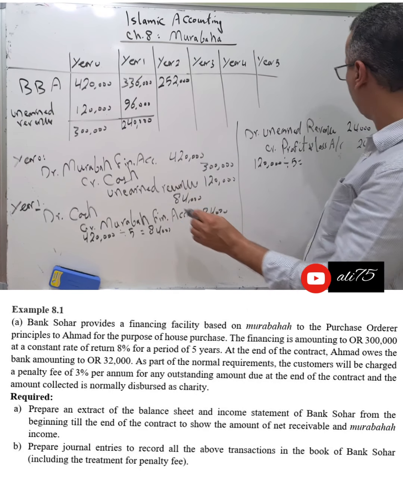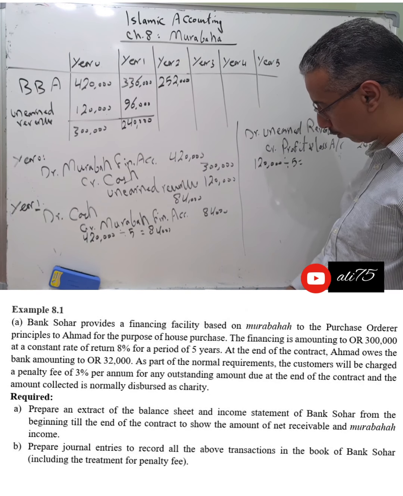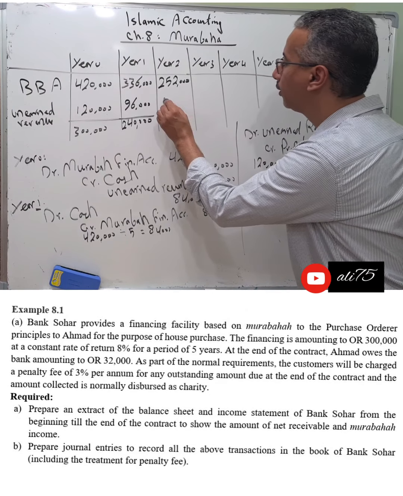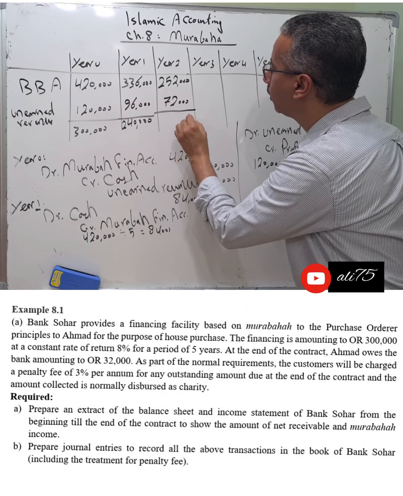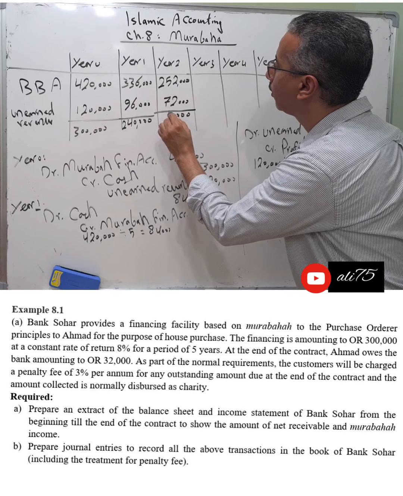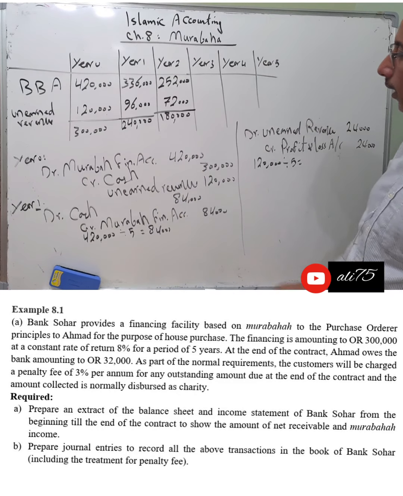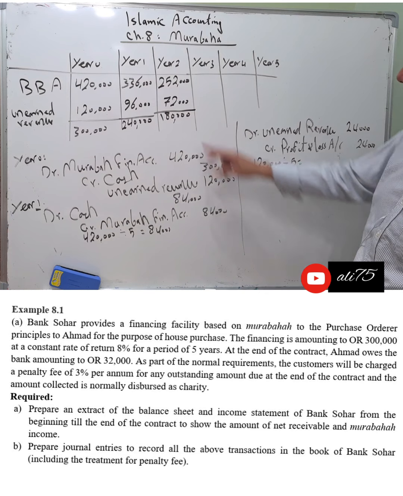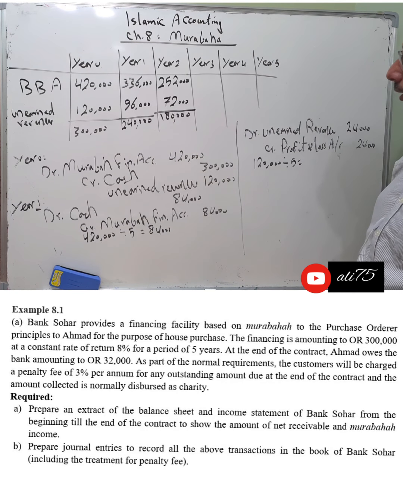And here unearned revenue will be reduced by 24,000. 96 minus 24,000 will be 72,000 as well. 180, the remaining amount. Is it 0? Yes, 180.